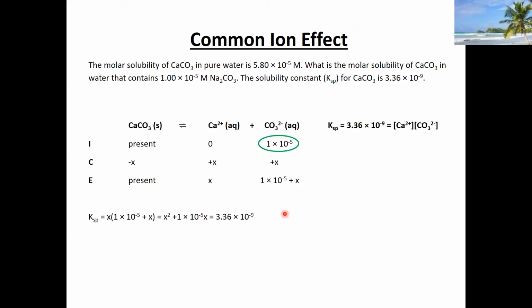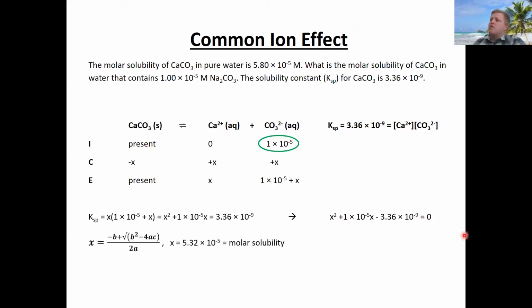How do we solve this now for x? Well, what we're going to have to do is convert this into an equation like this, where we've solved for 0. Basically, we've subtracted this value for Ksp over onto the left here. And now we have something that looks like ax² plus bx plus c equal to 0. And we're going to use what's called the quadratic equation. A lot of you have seen this in the past. And we are going to solve for this.